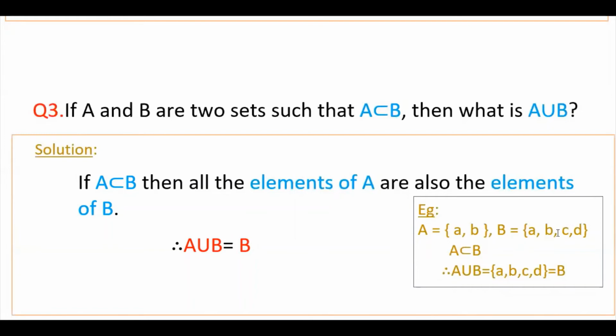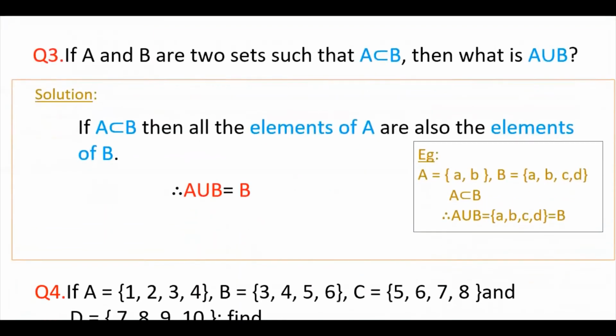For example, if you see this example, here A is equal to {a, b}, B is equal to {a, b, c, d}. So A is subset of B here because a, b are also in B set. And A union B is equal to {a, b, c, d}. So that is equal to B. Therefore, A union B is equal to B. This is the answer here.